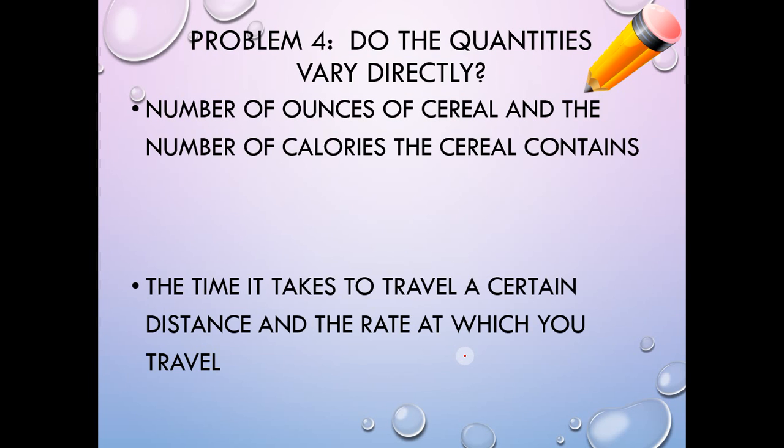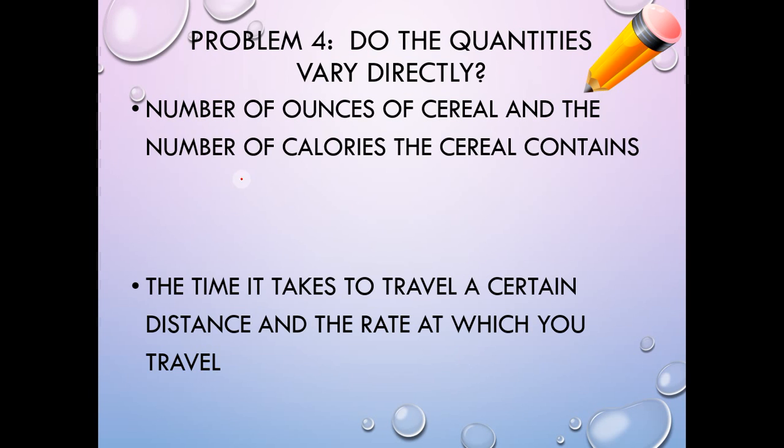So we want to see, do they go up together? And is the ratio or the change between the two the same? So we have the number of ounces of cereal and the number of calories the cereal contains. Now, if you've ever looked at the cereal box, on the side, the calories is always based on how many ounces of cereal you're having. So as my number of ounces goes up, let's say 5 ounces goes to 7, my calories are also going to go which way? Up or down? Well, they better go up. As I keep eating more cereal, the calories in there should go up.